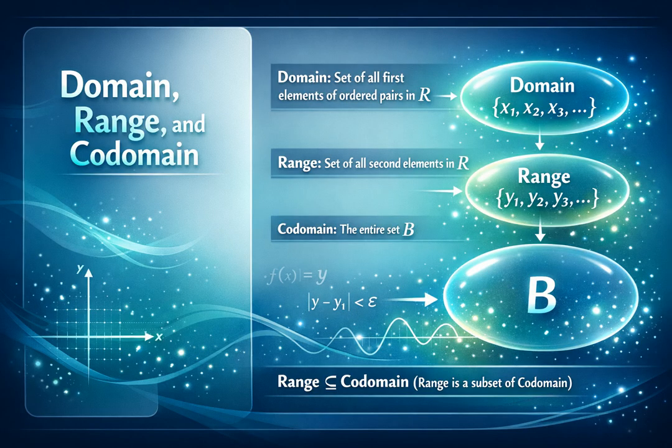The domain is the set of all first elements in the ordered pairs of the relation. The range is the set of all second elements. The codomain is the entire set B. Remember, the range is always a subset of the codomain.